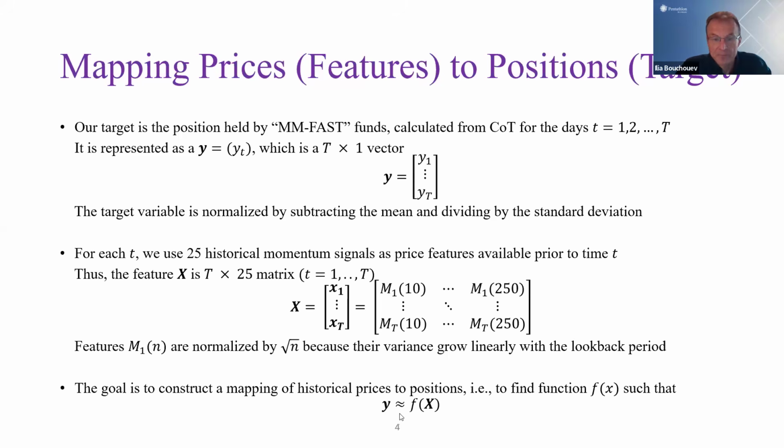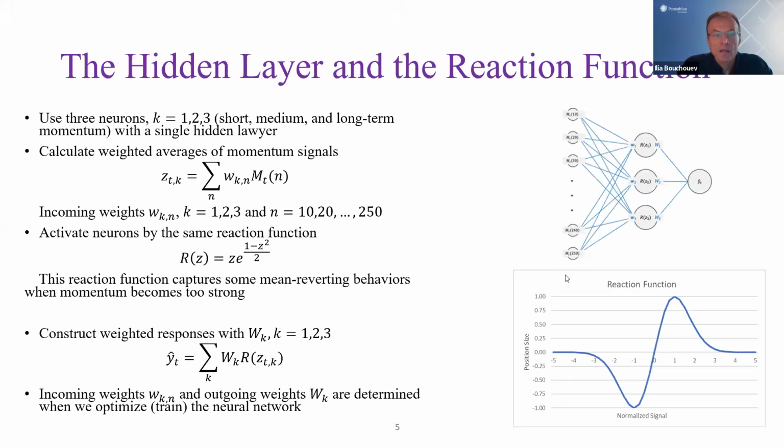So the goal is here. Y is the positions held by the winners in the futures game. X is the historical prices, which we represent by 25 momentum indicators on each day. And we want to reconstruct that function. So we want to find a function that approximately maps X into Y. That's really our goal. So going back to my schematic representation of a neural network.